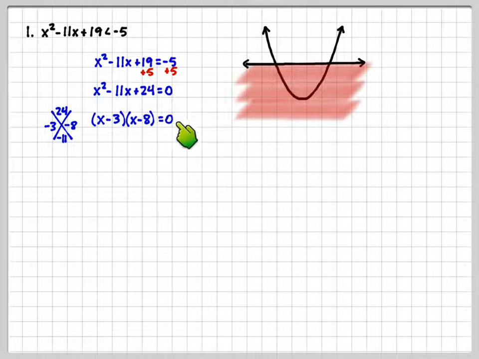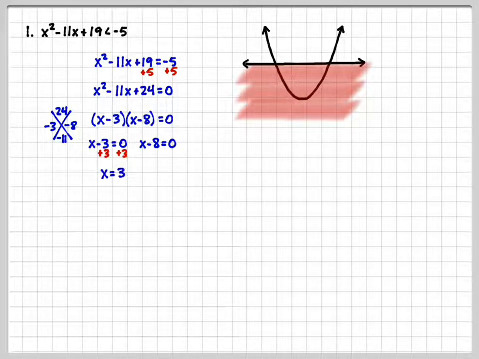Now remember, from here, we have 2 factors that multiply to equal 0. In order for that to be the case, one of those factors has to be 0. So I'm going to set each factor equal to 0: x minus 3 equals 0 and x minus 8 equals 0. Then we solve each equation. Add 3 to both sides, we get x equals 3. Add 8 to both sides, we get x equals 8.